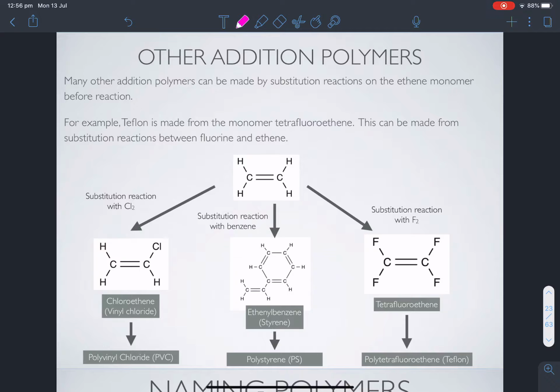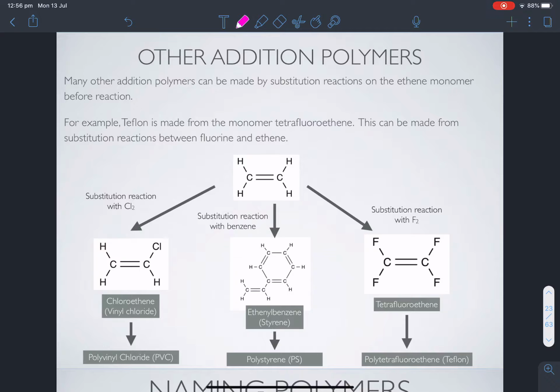What we can do is a substitution reaction. So we can take our ethene and we can do substitution reactions with fluorine gas to produce the tetrafluoroethene, then do a polymerization reaction, and we get a very different polymer from polyethylene. We get something called polytetrafluoroethene, or PTFE, and it's called Teflon. That was its registered marketing name when it was first made, I think back in the 60s.